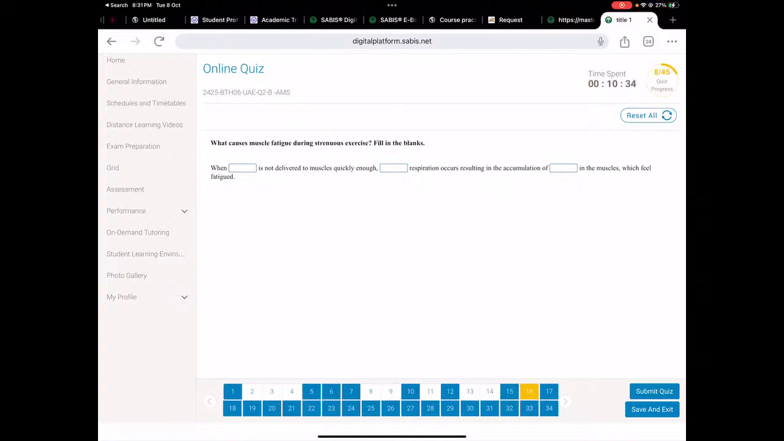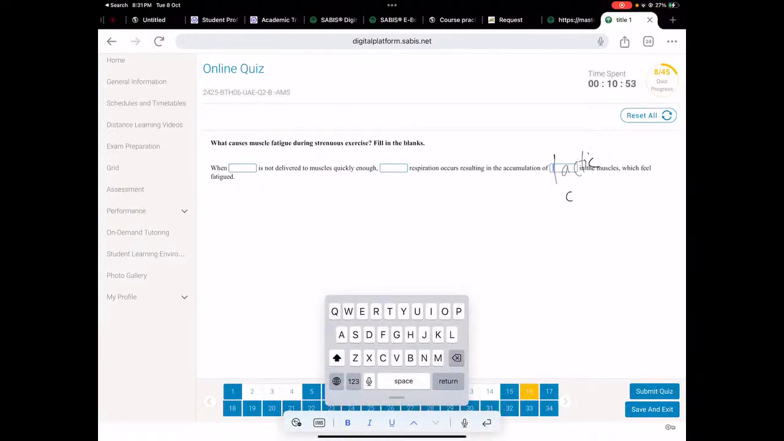Okay, this is also easy. When oxygen is not delivered to the muscles quickly, anaerobic respiration occurs, resulting in the accumulation of lactic acid. Okay? Do you guys want me to write it down or you got it? I'll just write it in case. So lactic acid buildup, that's what causes fatigue. We have oxygen is not delivered. Since oxygen is not delivered, we have anaerobic respiration. Okay? You got it, guys? Let's go next.